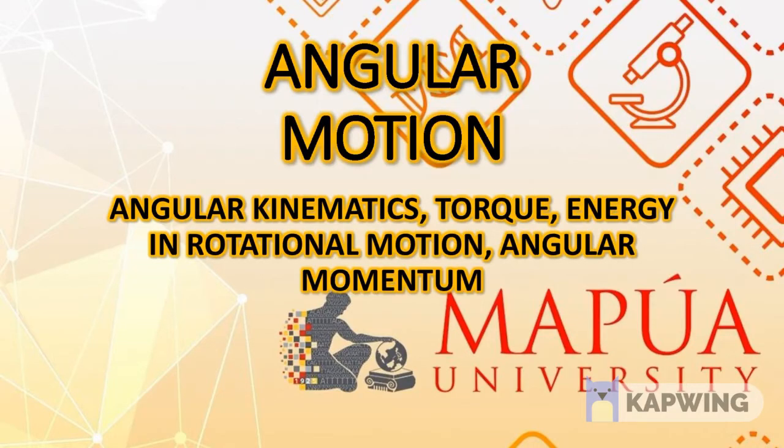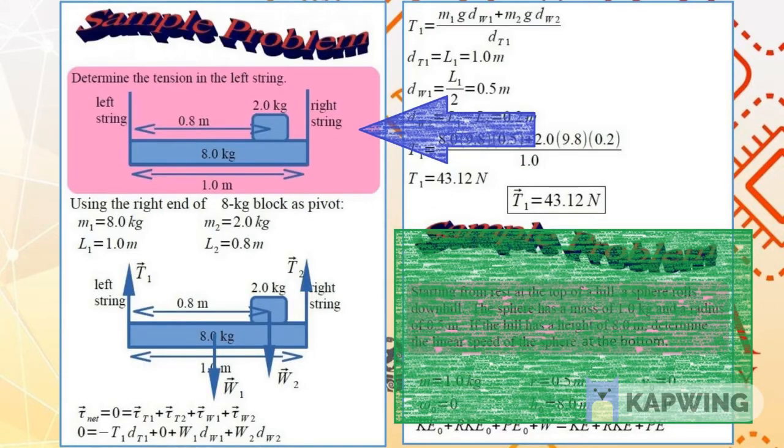And now on to the second part, part 2 of angular motion examples. We have the following problem. You have an 8 kilogram bar, 1 meter long, kept in horizontal position by two strings attached at its ends. You have the left string and the right string as shown in the figure. A 2 kilogram object is placed on top of the 8 kilogram bar. Determine the tension in the left string.